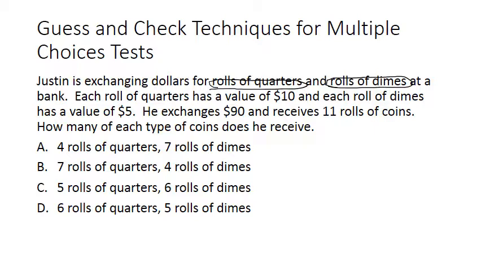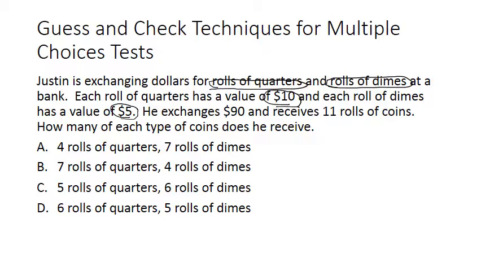Each roll of quarters has a value of $10. I'm going to circle that. That seems important. And each roll of dimes has a value of $5. All right, circle that. He's going to exchange $90 and receive back 11 rolls of coins. Now, taking a look at the 4 multiple choice answers, I can see that A, 4 plus 7, that's 11 rolls of quarters and dimes. 7 plus 4 is 11, 5 plus 6 for answer C is 11, and D, 6 plus 5 is 11. So all 4 of the answers give a total of 11 rolls of quarters and dimes. So that doesn't help me out at all.